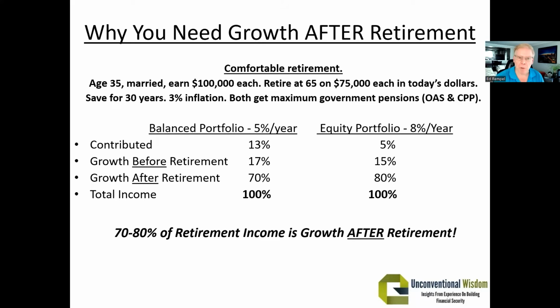So this is a more comfortable one. You earn 100,000 each, so 200,000 together, and you're going to retire on 75,000 each, or 150,000 a year. Same thing. Now for your 30-year retirement, between 5 and 13% of the money is what you put in. Between 15 and 17% is growth before you retire, and between 70 and 80% is the growth after you retire. So again, you still need growth after you retire.